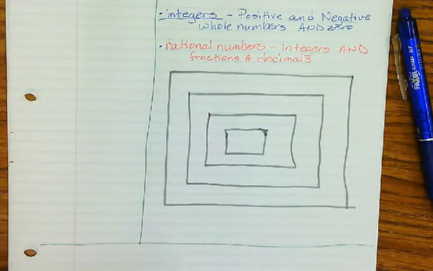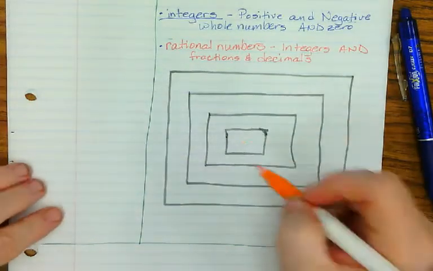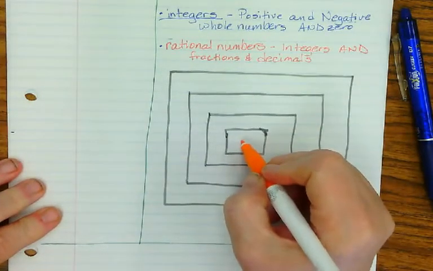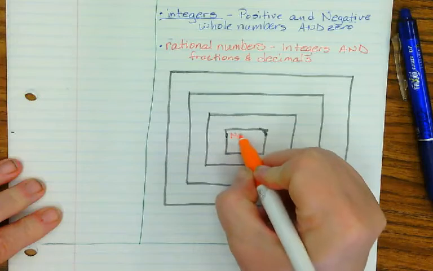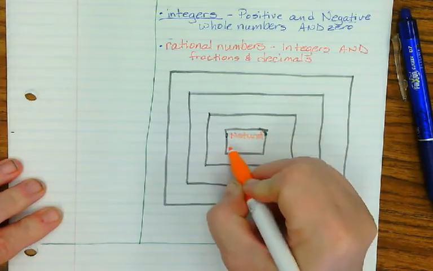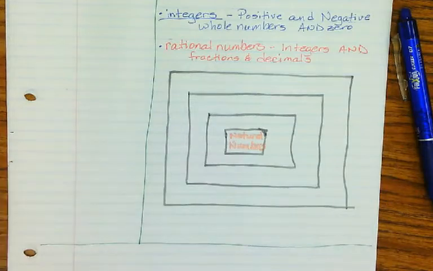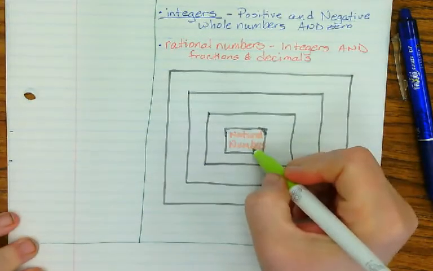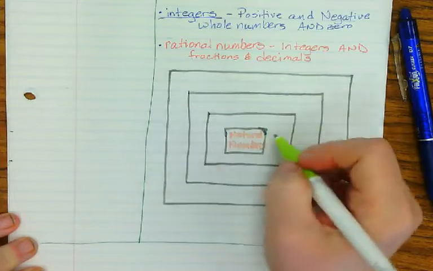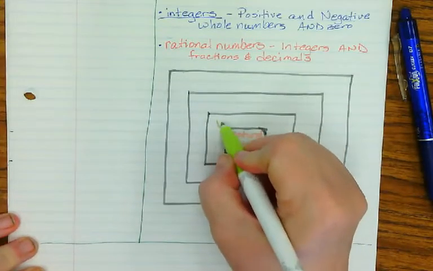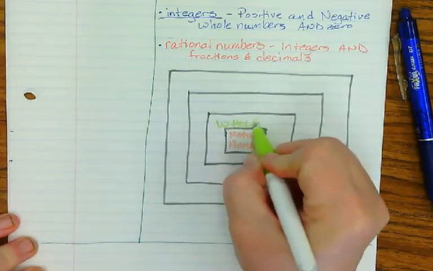Okay? So what we've got is these right here. These are our natural numbers. Okay? So the natural numbers are right there in there. Then natural numbers plus 0 gives us our whole numbers.